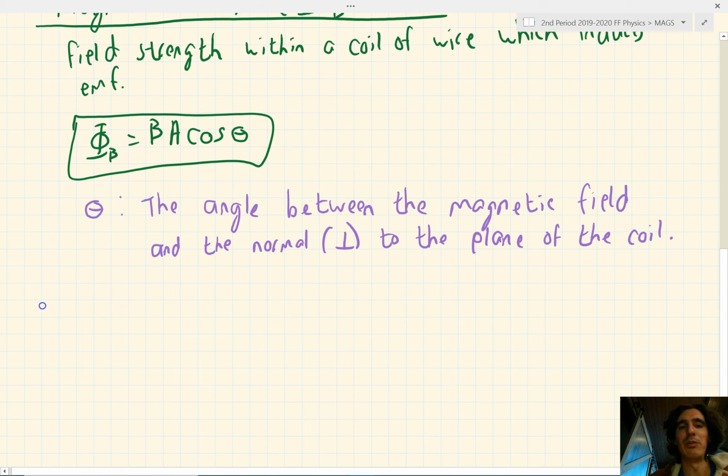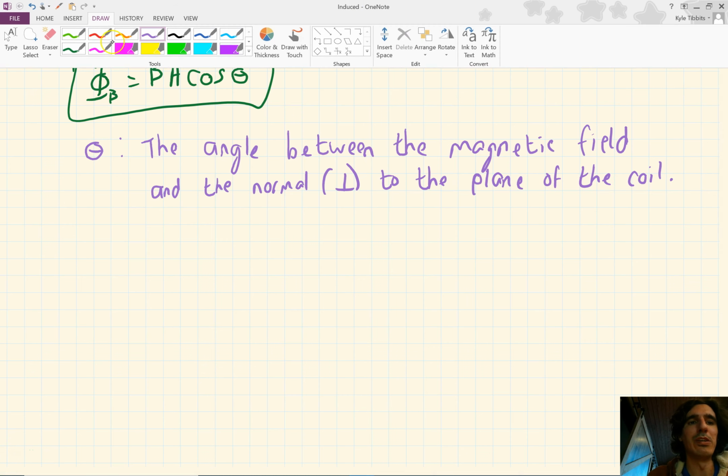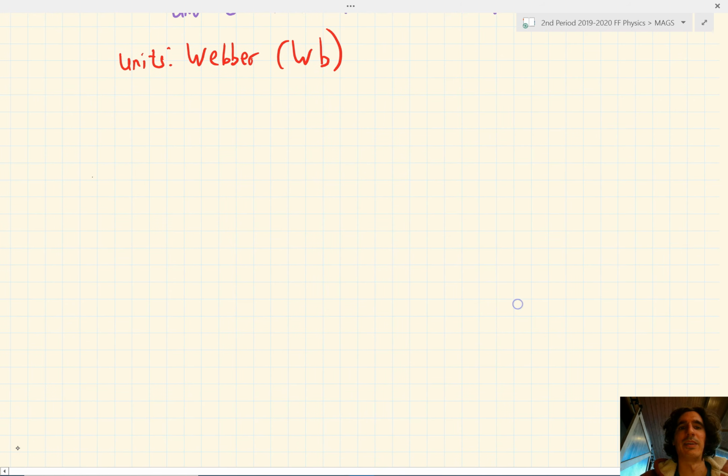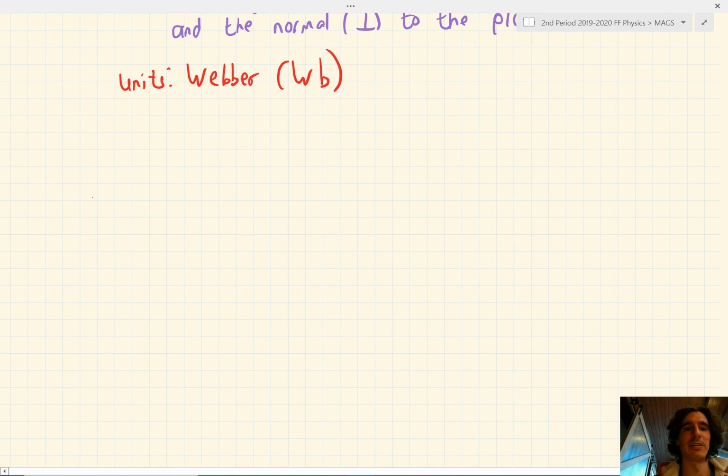So why don't we do a few examples and drawings to get an idea of what we mean in terms of what theta represents. The units for magnetic flux are called Webers, capital W, lowercase b. Let's look at a couple of examples to get a better idea of how to look at the angle between the magnetic field and the normal of the plane of the wire.